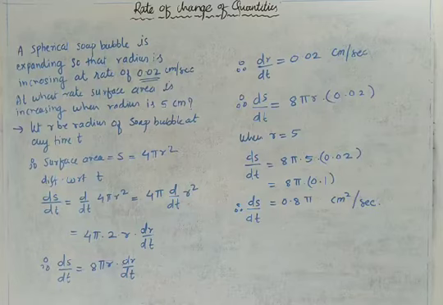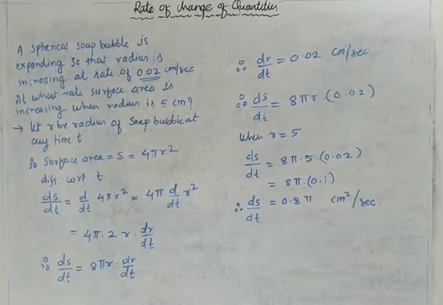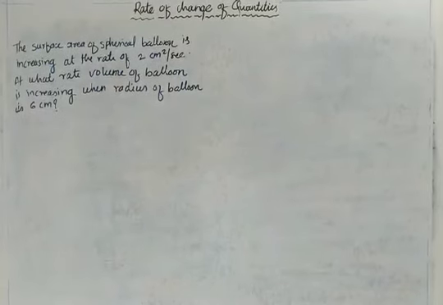Okay, next question. The next example: the surface area of a spherical balloon is increasing at the rate of 2 centimeter per second. At what rate is the volume of the balloon increasing when the radius of the balloon is 6 centimeter?